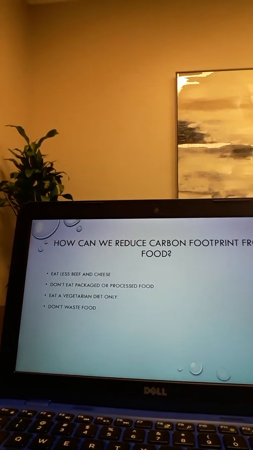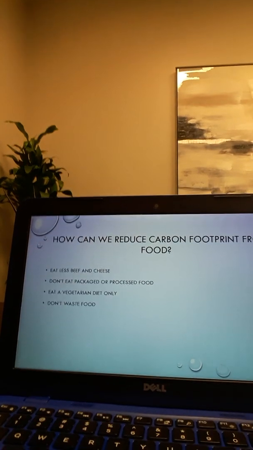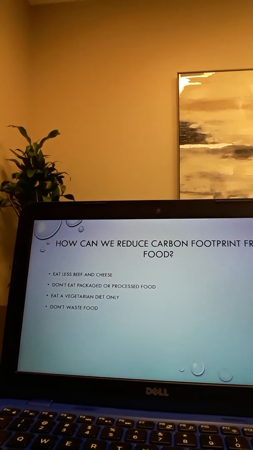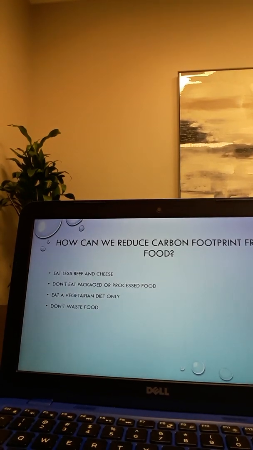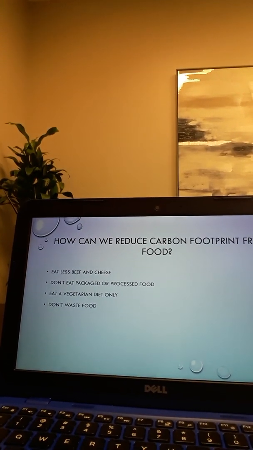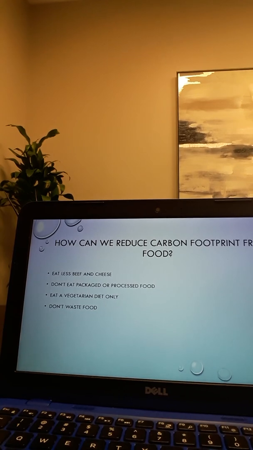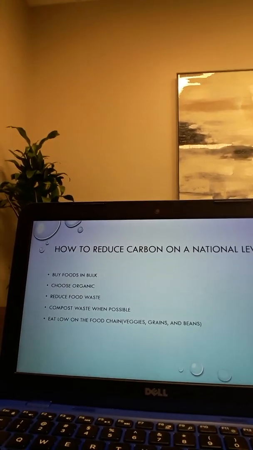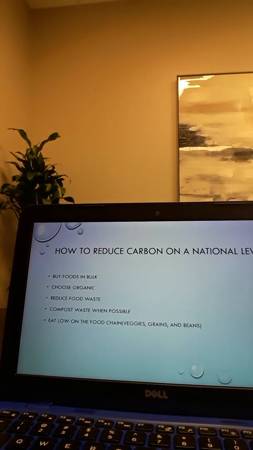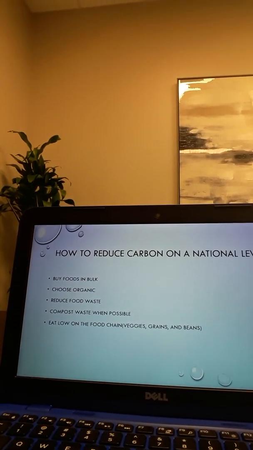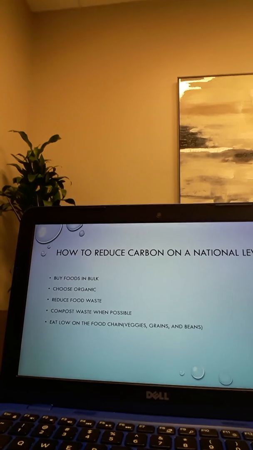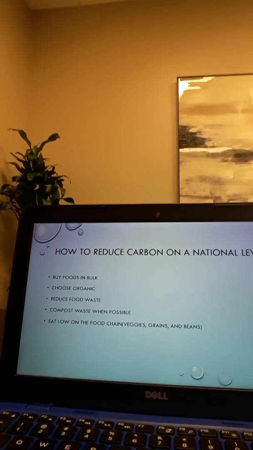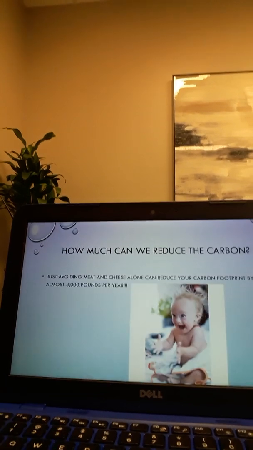So, how can we reduce carbon footprint from food? Definitely eating less beef and cheese. Those are the two top producers of carbon emission. Don't eat packaged or processed food. Eat a vegetarian diet only, and don't waste food. How to reduce carbon on a national level? We can buy foods in bulk. We can choose organic, reduce food waste, compost waste when possible, and eat low on the food chain. Again, veggies, grains, beans, legumes.